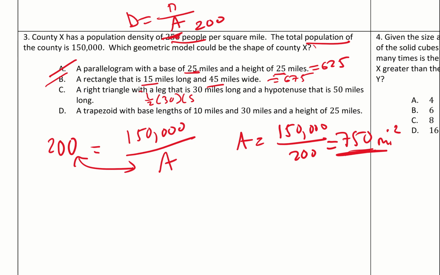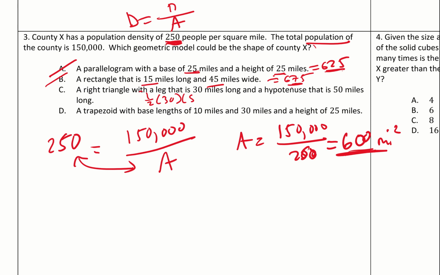Okay, I'm sorry. It was actually 250, not 200. I looked at it wrong on the paper that I had. So yeah, it is actually 250. It's not 200. So if it's 250, then we'll change this to a 250. Sorry about that. And so this is going to be divided by 250, and so it's going to be 600 square miles. Okay. Now, so in either case, these are still not going to match up, so it's still not going to be A or B.